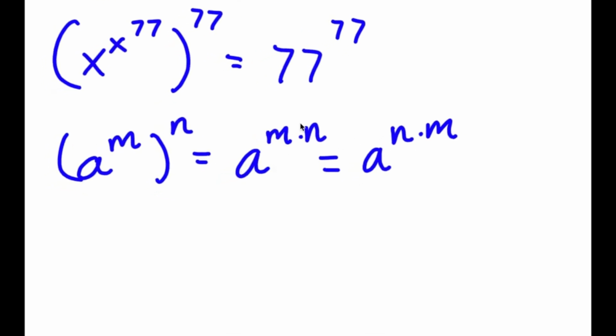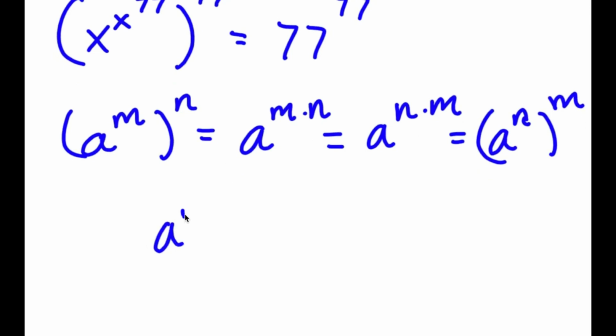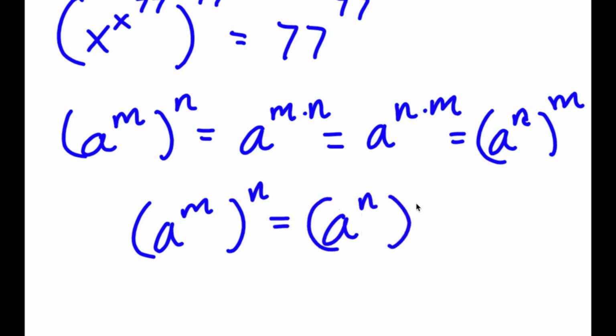So now, if a to the power of m times n is equal to a to the power of m to the power of n, then this means that a to the power of n times m is equal to a to the power of n to the power of m. And because all of these equal each other, this means that a to the power of m to the power of n is equal to a to the power of n to the power of m.